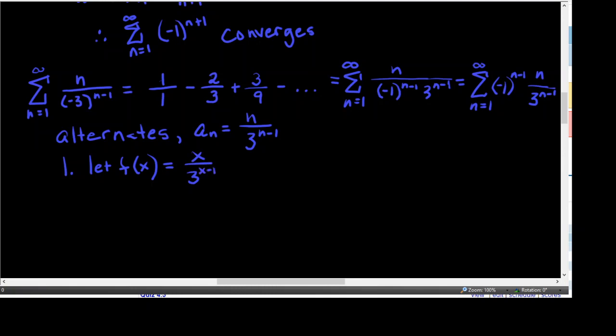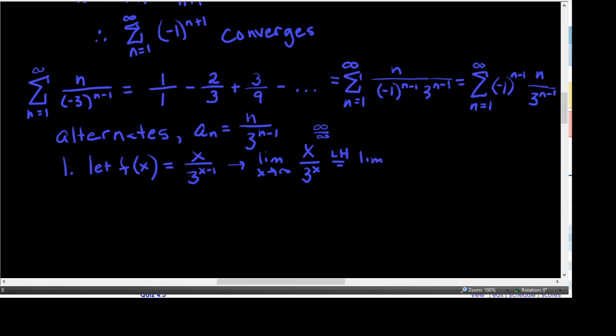And then we'll calculate the limit as x approaches infinity of x over 3 to the x, which of course is infinity over infinity. So we can use L'Hopital's rule.